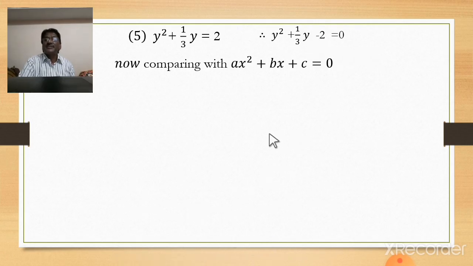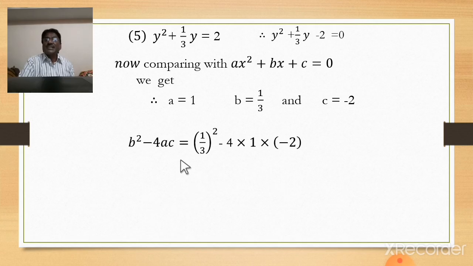Now we compare with ax square plus bx plus c is equal to 0. Then we get the value of a is equal to 1, the value of b is equal to 1 upon 3, and the value of c is equal to -2. Now you can find out the value of b square minus 4ac. Then we get b square minus 4ac is equal to 1 upon 3 square minus 4, where the value of a is 1 and the value of c is -2.